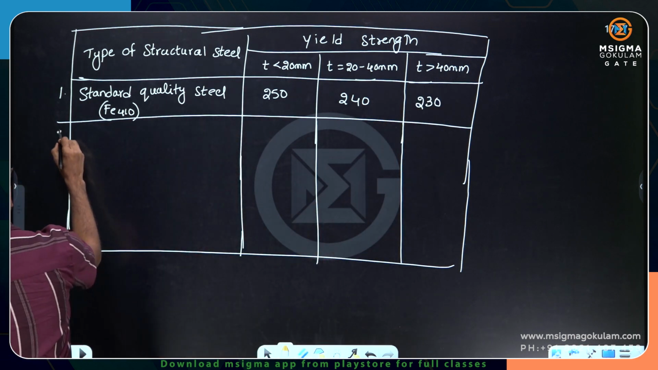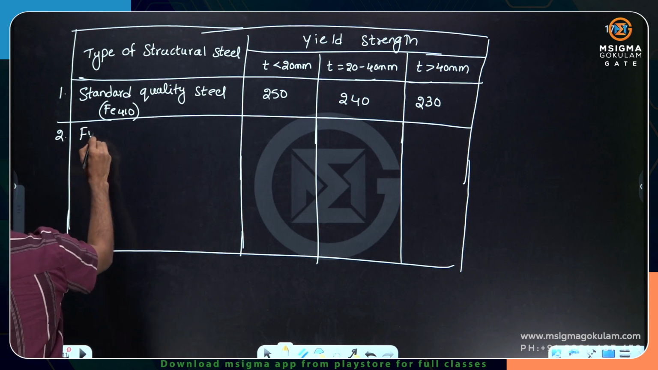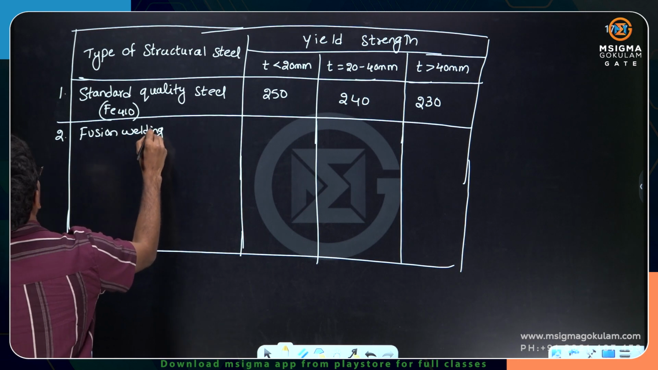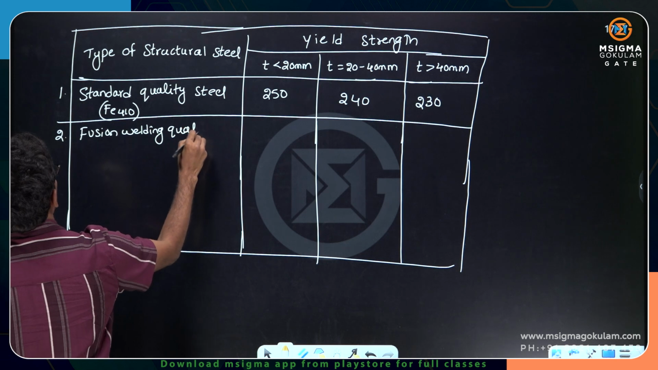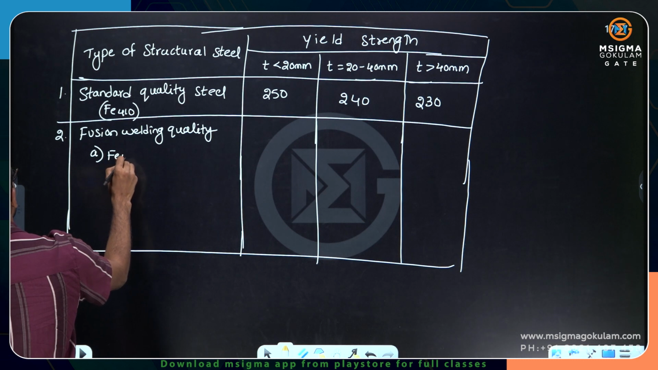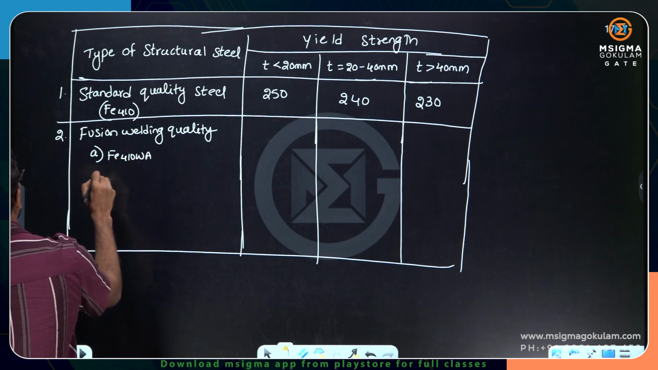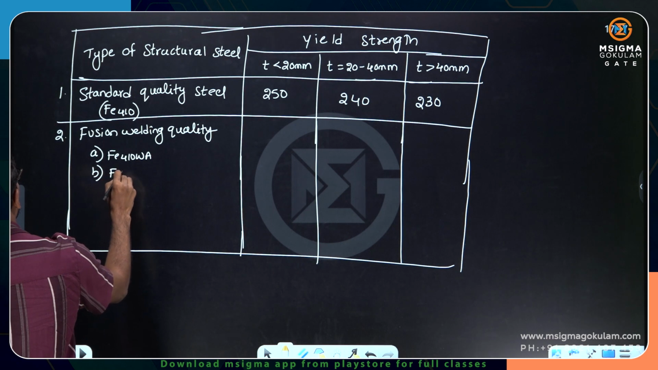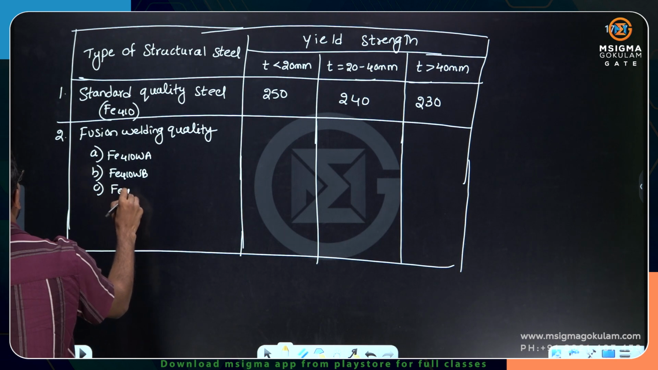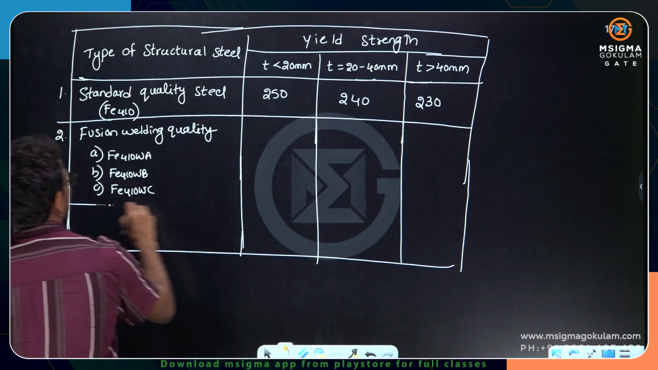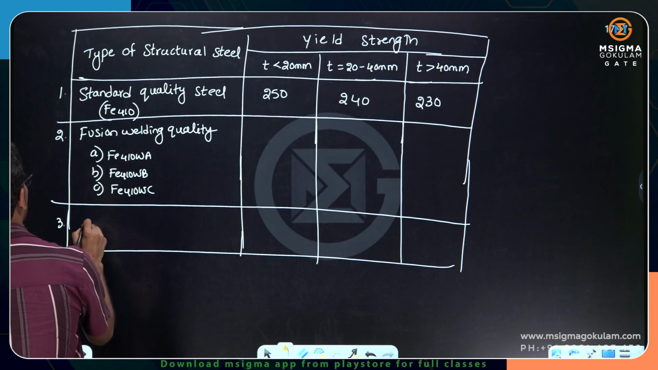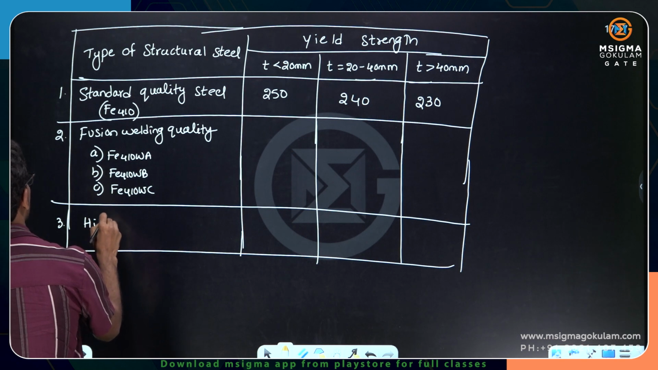Now, if it is a fusion welding quality steel, what is that? Fusion welding quality steel. If it is a fusion welding quality steel, we have three grades in it. What are those? Fe410WA, Fe410WB, Fe410WC. And the third one is high tension steel. These are the three types of structural steel we are having, right?